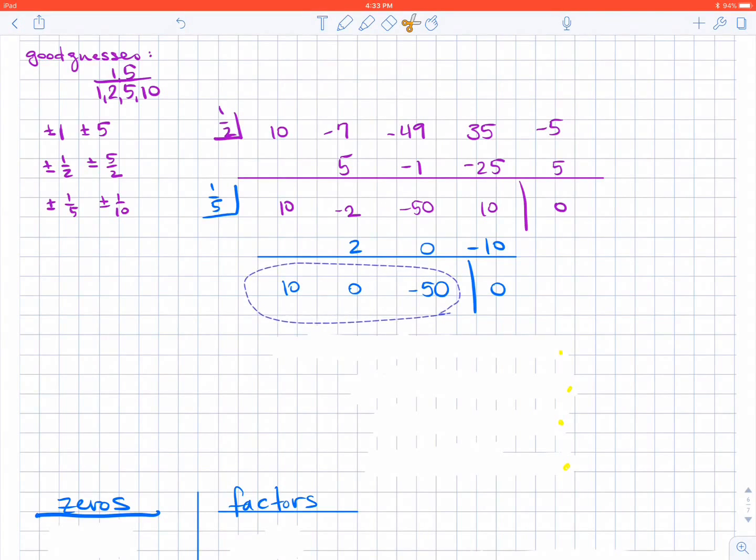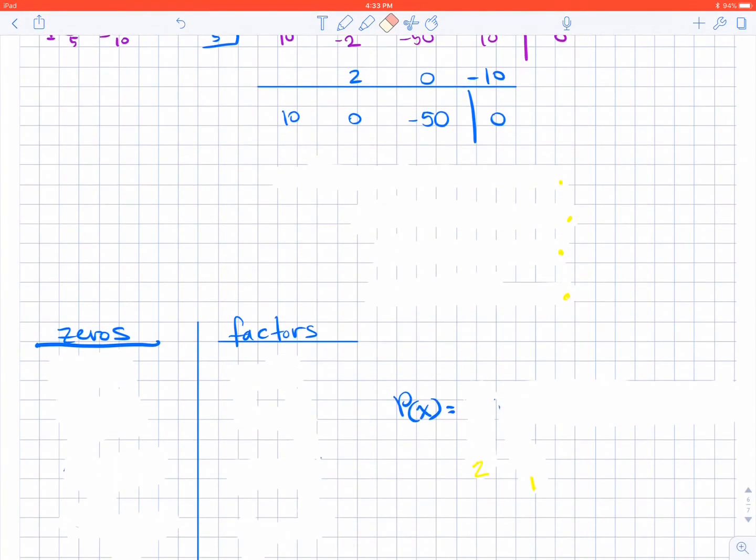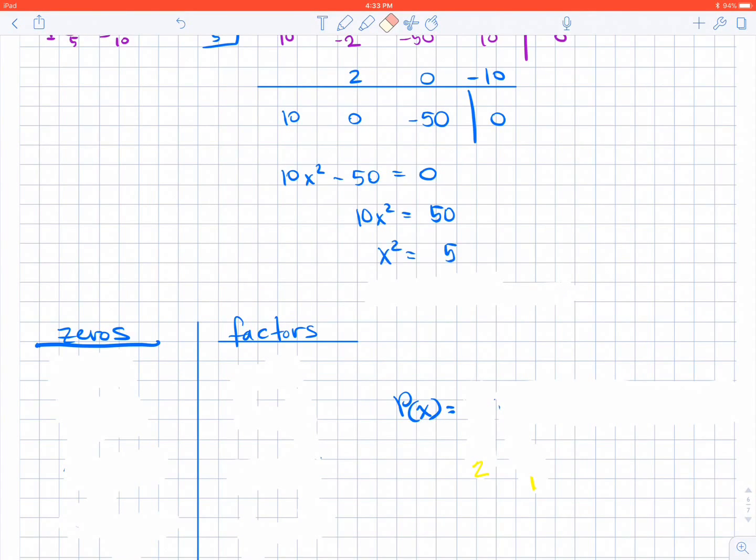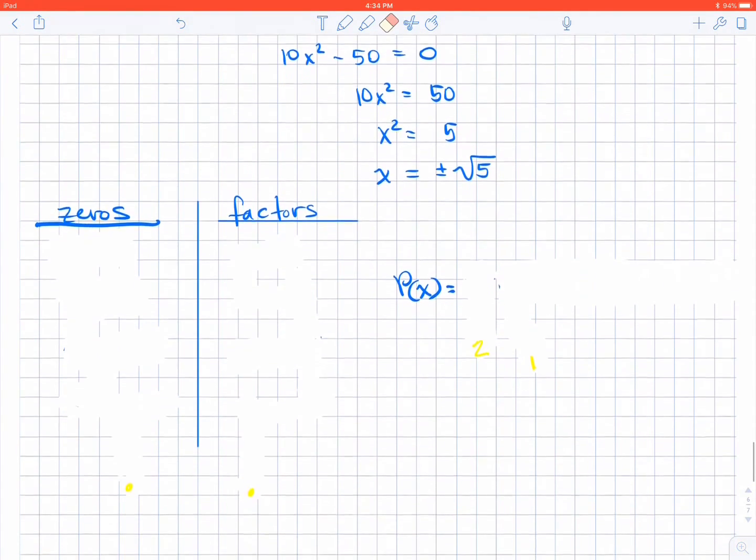quadratic down here, and we know how to solve quadratics. We've got 4 methods for solving quadratics. So that's what I'm going to do next. I'm going to take 10x squared minus 50, set it equal to 0, and let's solve. We'll use the square root property for this. Move 50 over, divide by 10 so that I have 5, and then take the plus or minus square root of both sides. So now I have all of my zeros.